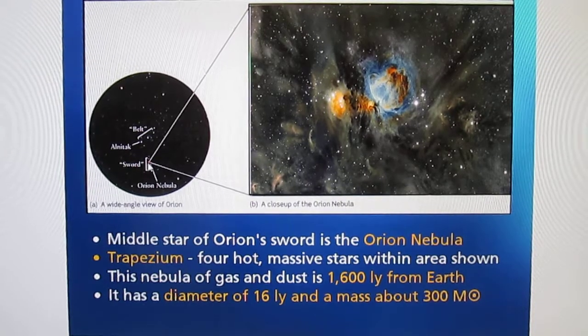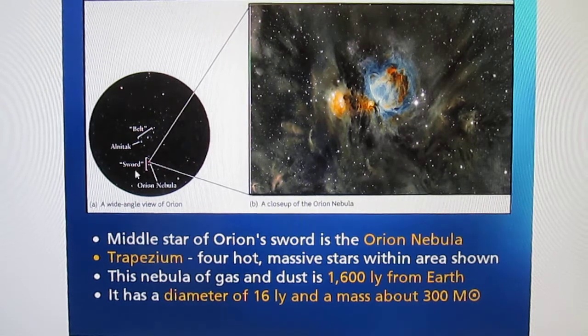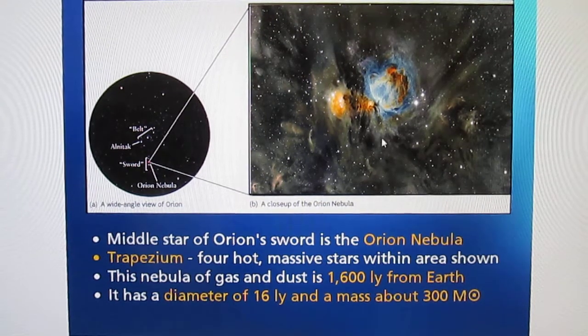So this ball of gas that is right here in the sword belt is not a star, it's a ball of gas, a nebula region of free gas in space that has the mass of over 300 suns, meaning that there is enough free gas in this region of space to form 300 stars the size of our sun.